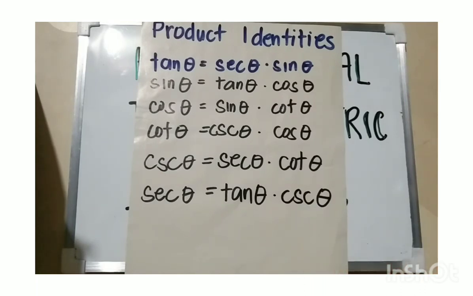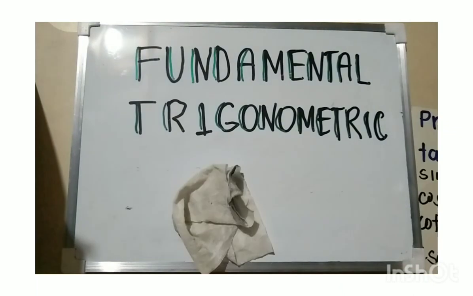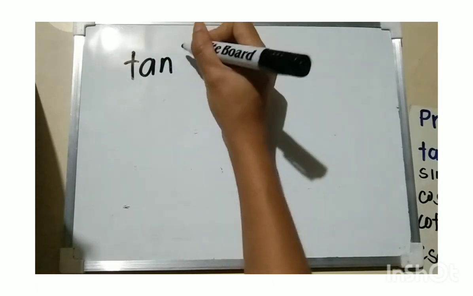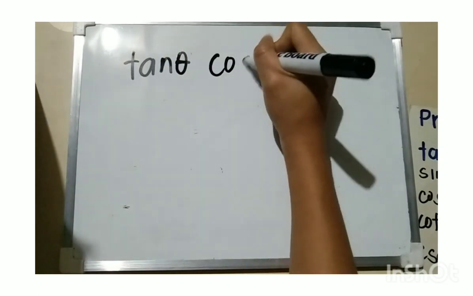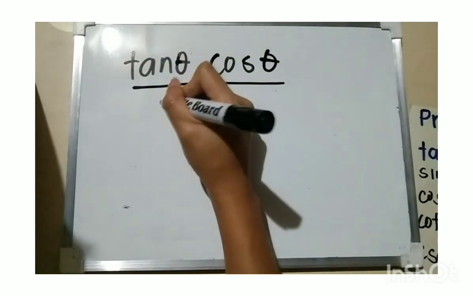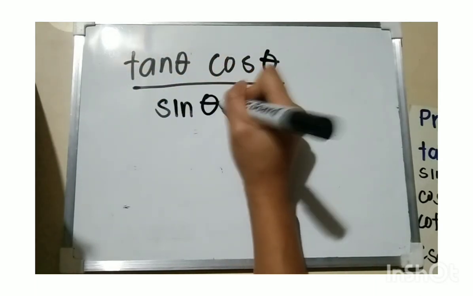These are the identities we can use in simplifying trigonometric expressions. So now let's proceed with our examples, and we will use these identities in simplifying these expressions. For our first example, we have here tangent theta times cosine theta over sine theta.